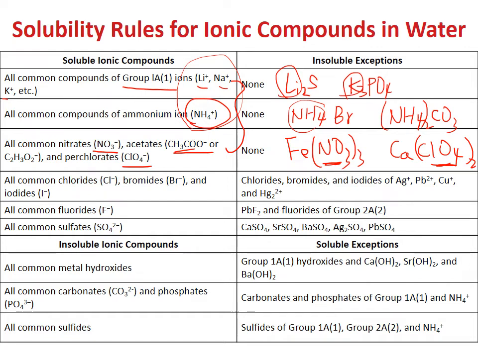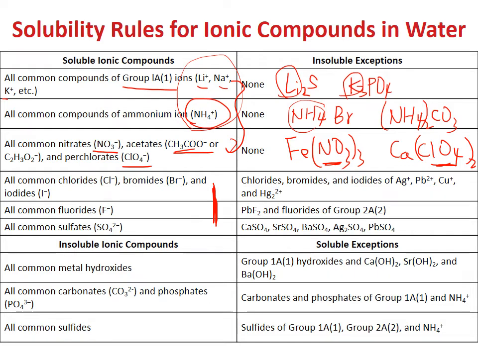They are all soluble. And rule number 3 is about anions. Any cation with these anions are highly soluble. There's no exception. Okay, rule number 4. So 4, 5, 6. These are about anions that most of them are soluble, but there are exceptions. So now you have exceptions.